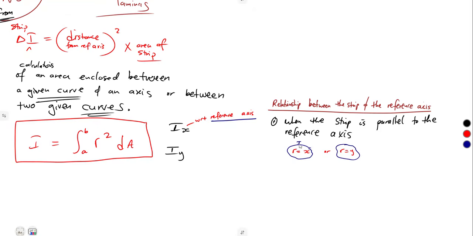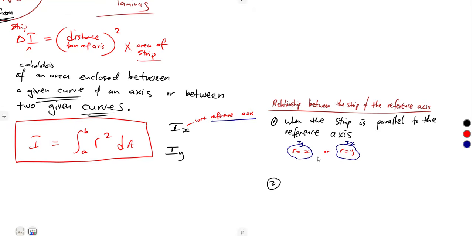So here definitely you'll be calculating the second moment of area with respect to y. This one you'll be calculating the second moment of area with respect to x. So you take your r being equal to that distance directly as it is, all right?